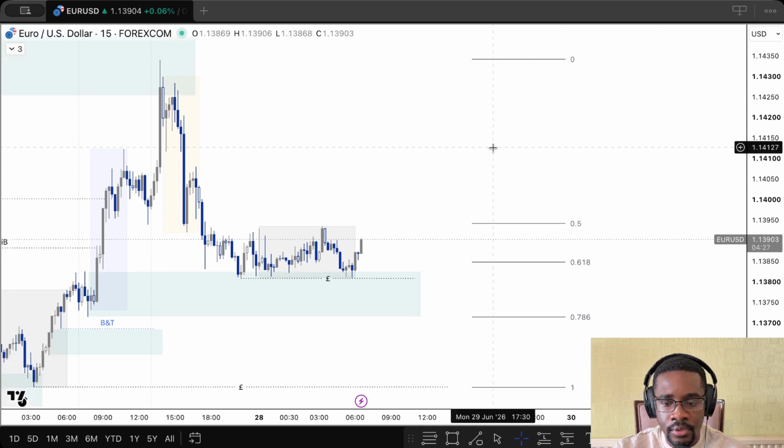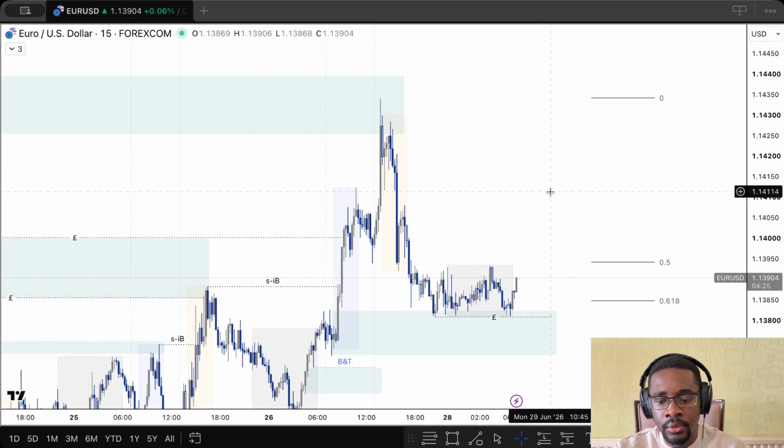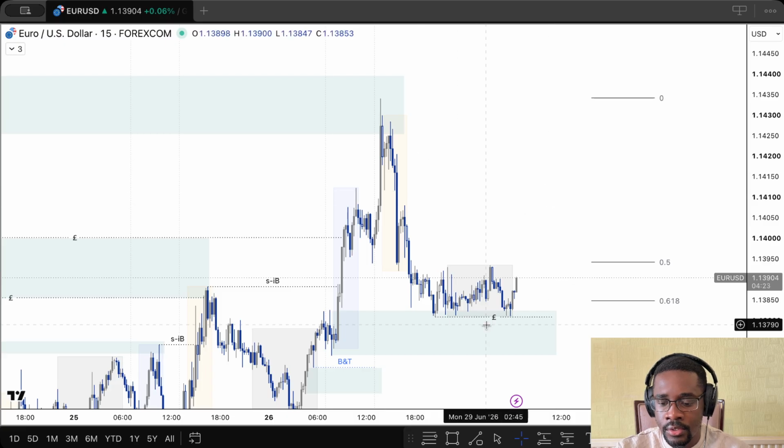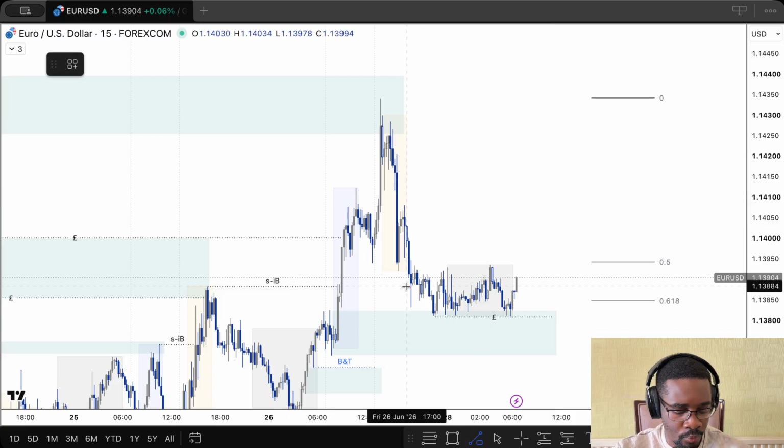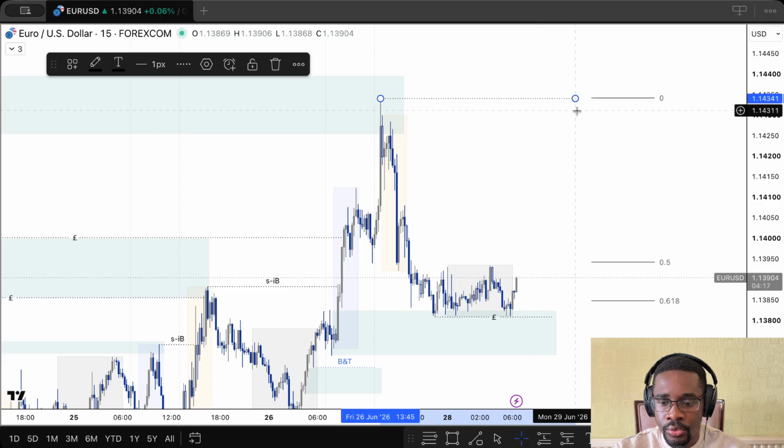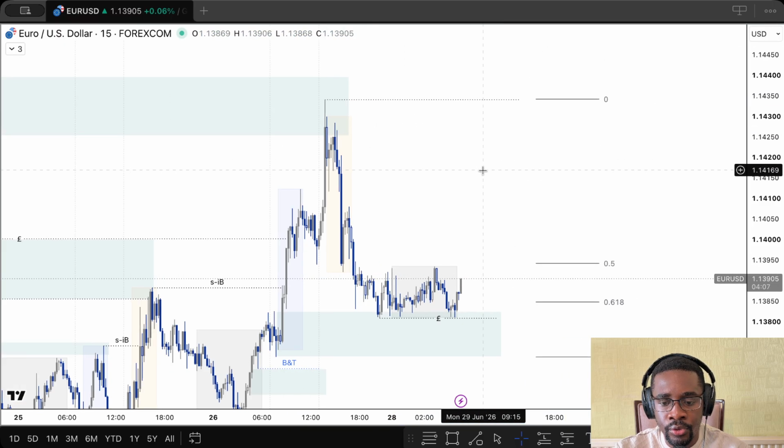And then of course, if we are in this internal bullish trend, then this high becomes a weak sub-internal high. So that could easily become a target where we expect price to reach. Okay, so that would be my trade idea for the Euro USD.